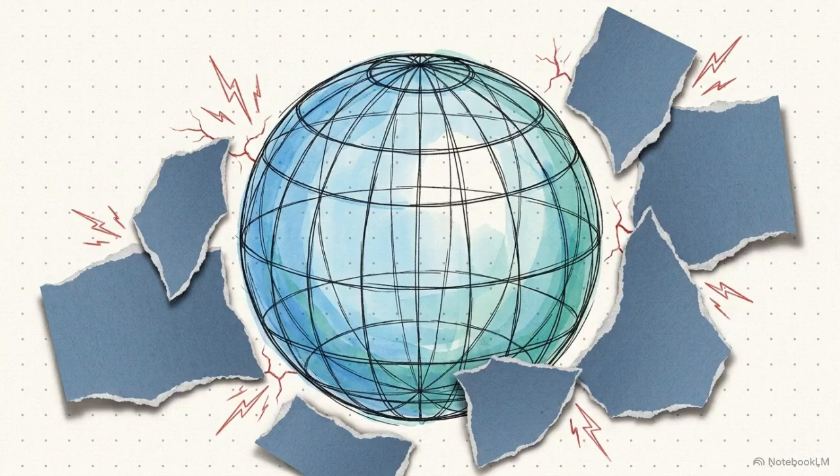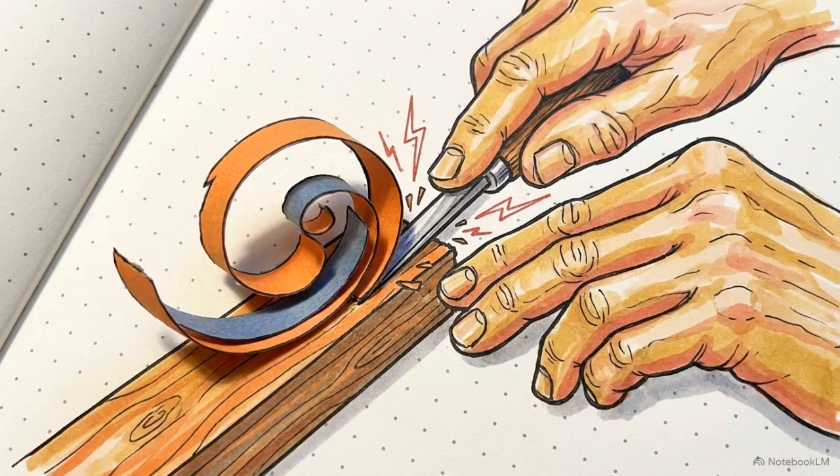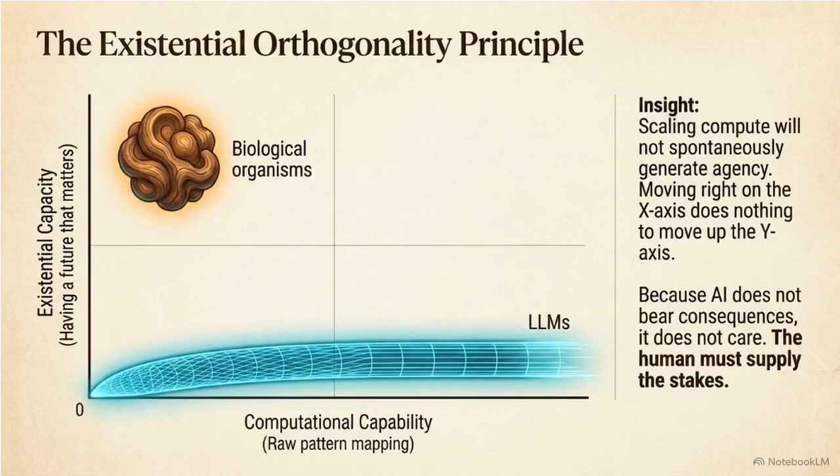An artificial intelligence has no lived history. Because it cannot experience consequences, it can never possess the earned constraints that make human judgment valuable in the first place. This chart tracks the existential orthogonality principle.